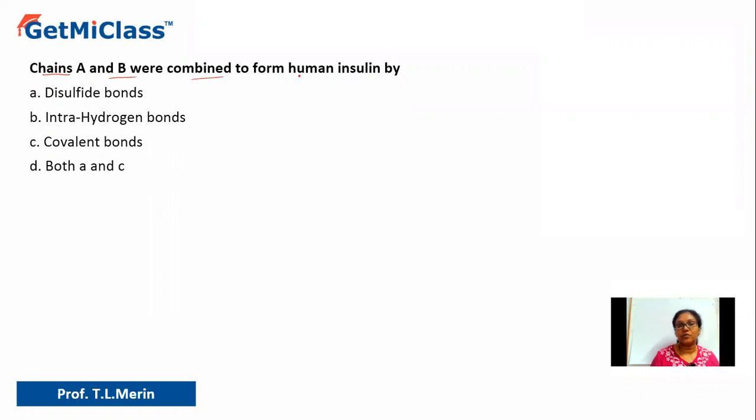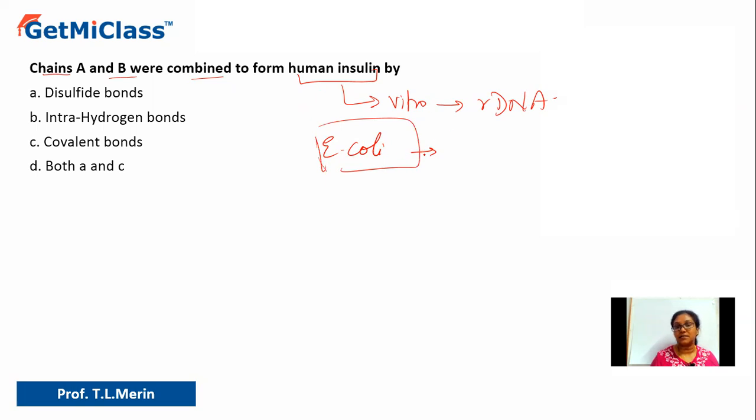So here we are talking about the formation of human insulin in vitro, by the recombinant DNA method, where they introduce the gene for insulin into cells, especially E. coli cells. First they incorporate the gene for human insulin into vectors and introduce it within the E. coli cells. It is not that one particular E. coli cell will be able to produce the complete insulin.